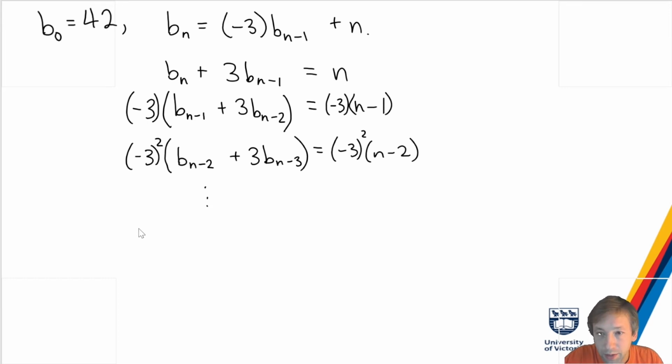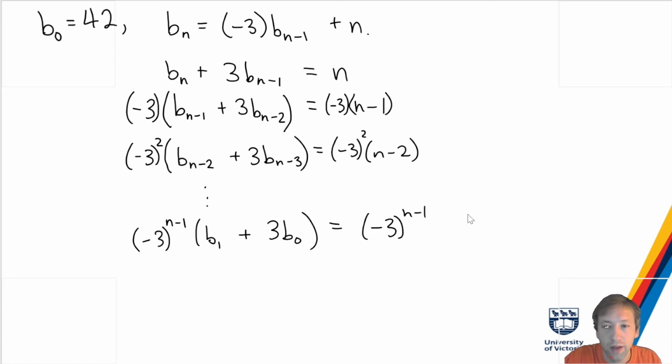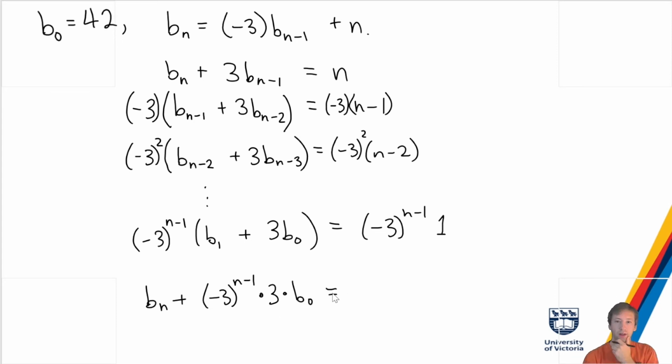And so on down to negative 3 to the n minus 1 b1 plus 3b0 equals negative 3 to the n minus 1 times 1, I believe. Okay, sum both sides, and on the left side you get bn plus negative 3 to the n minus 1 times 3 times b0. Okay, I think that's correct.